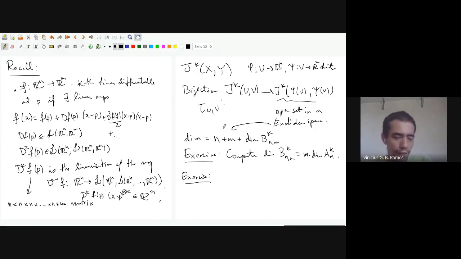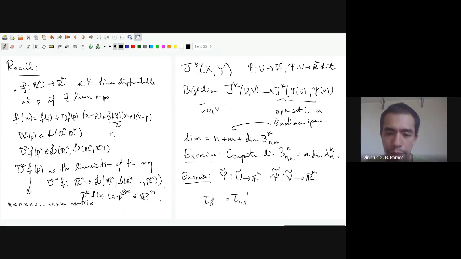Now, as usual, you would say, well, what if I choose a different bijection? What happens? If you choose a different chart, phi tilde, that goes from U tilde to Rn, and psi tilde, that goes from V tilde to Rm, then we can write the inverse of this composed with this map.